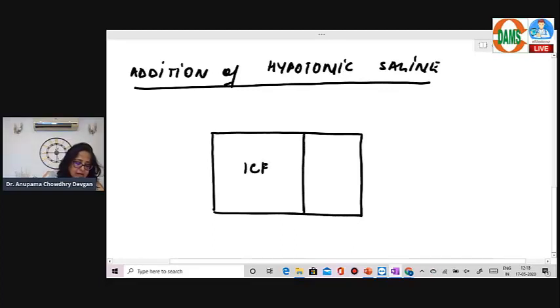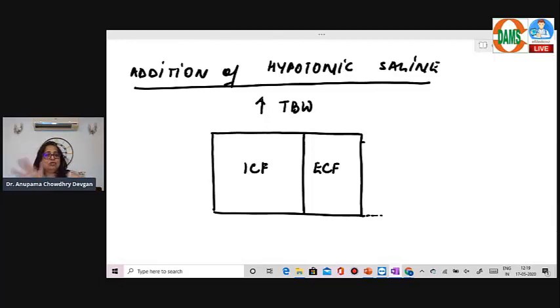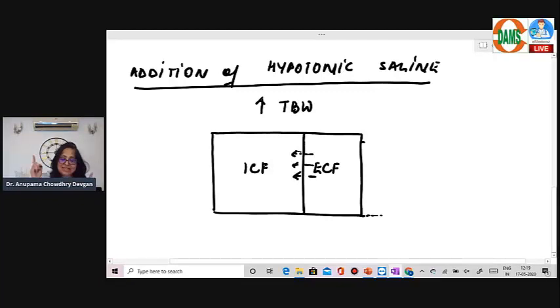ICF, ECF, right? So there is going to be, obviously you're adding fluid, so there is increase in total body water. There is increase in ECF volume, but what will happen to the ECF osmolality? You've added dilute solution. So ECF osmolality reduces. If ECF osmolality reduces, I've already told you, water will move from dilute to concentrated solution. Water will move from an area where water is more to an area where water is less. So there is now movement of water from ECF to ICF till ECF and ICF osmolality is the same.